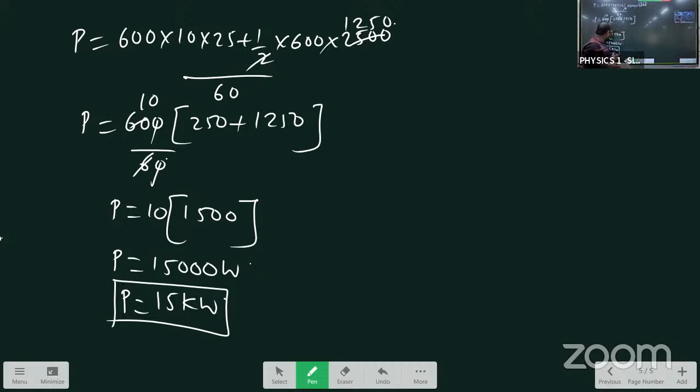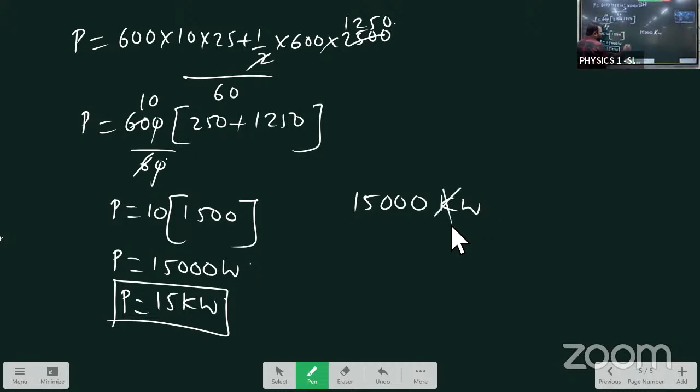The answer is 15,000 watts. Sometimes I observe that students make mistakes after the calculation. They sometimes write 15,000 kilowatts, and that is the wrong answer. Our answer is 15,000 watts. Don't write kilo.